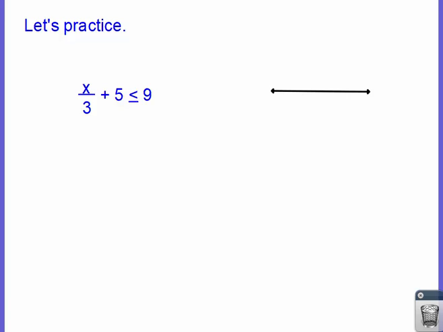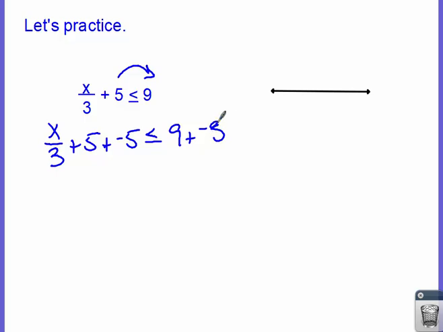Okay, so let's see how you did. The first thing we want to look at is this number that's with our letter. Is it negative or positive? It's positive, so that tells me that my inequality is not going to flip in the end. But we still solve this one the same way. We're going to move the 5 over to the other side. So x divided by 3 plus 5 plus negative 5 is less than or equal to 9 plus negative 5.